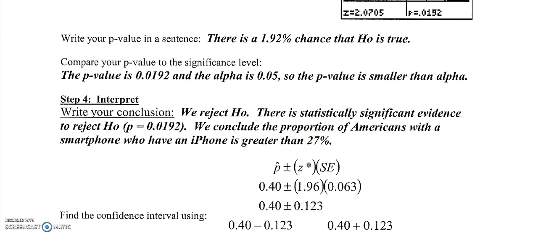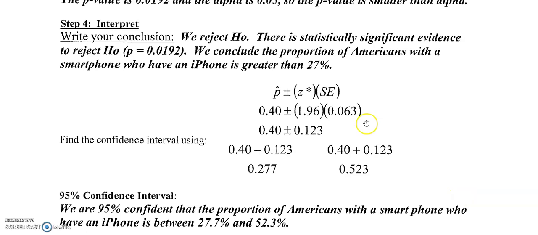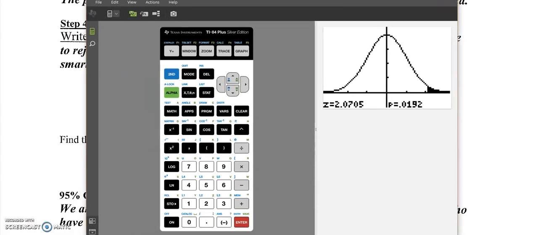Now, to find the confidence interval, the formula is p hat plus or minus z star times your SE. P hat is 0.40. The z star for 95%, because alpha is 5%, we're going to be 95% confident, and that's what the question asked for. Z star is 1.96, and the SE we found earlier is 0.063. So to find that in the calculator, we'll first type it in, and then we'll check it in the calculator.